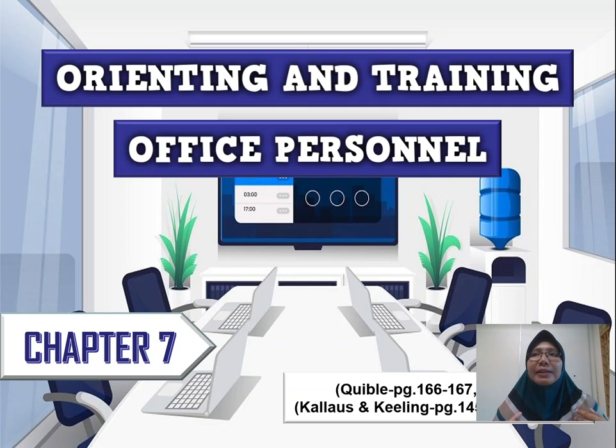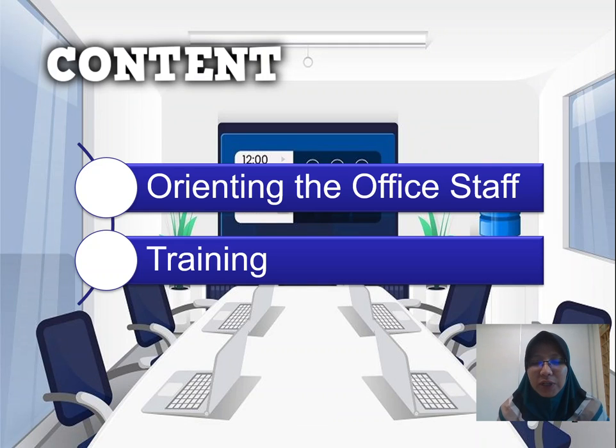So let's proceed to the next one. You have selected the new employees, and the next step you need to do as an administrative office manager is to give an orientation to your employees and also the training. In chapter 7 we are going to discuss two main topics: first, orienting the office staff, and second, giving training to our newly selected employees. For this video part 1, we are going to discuss orienting the office staff.